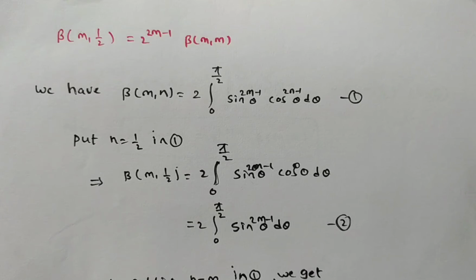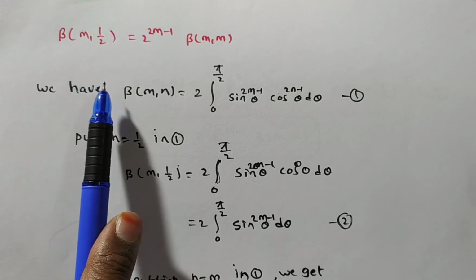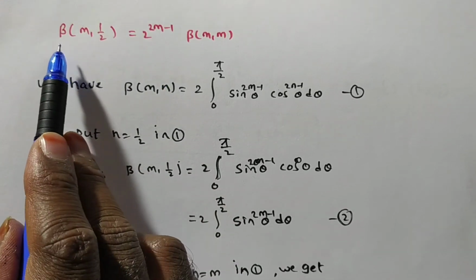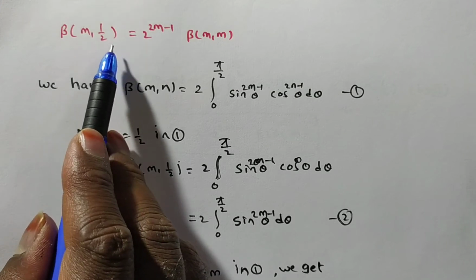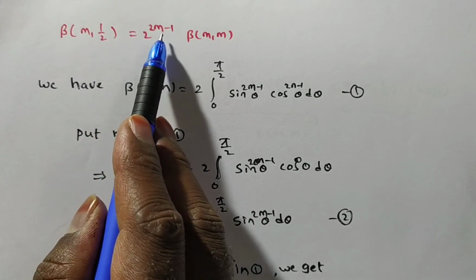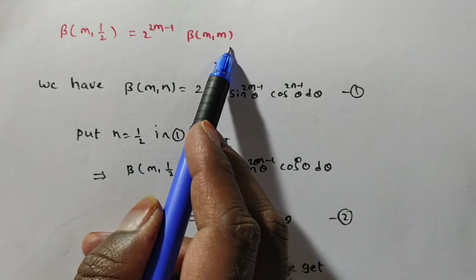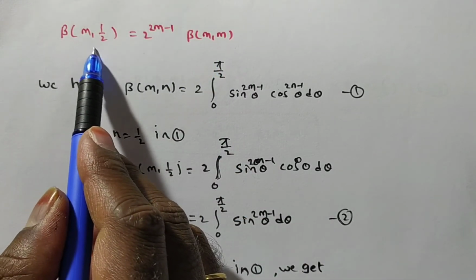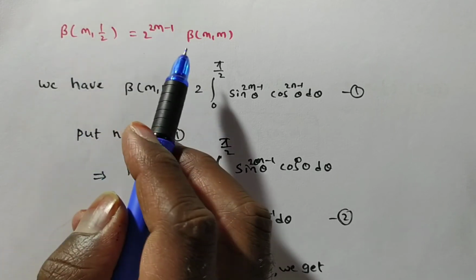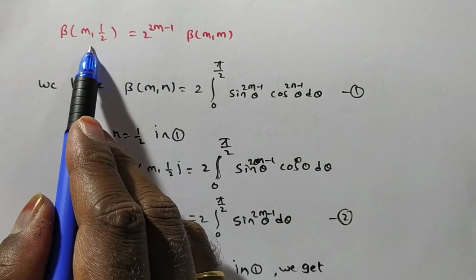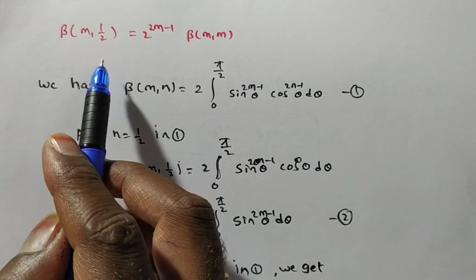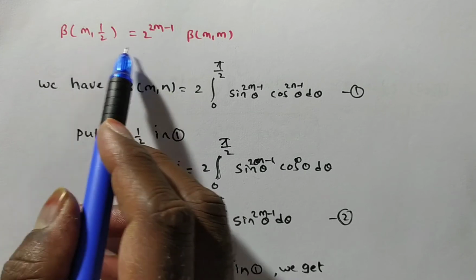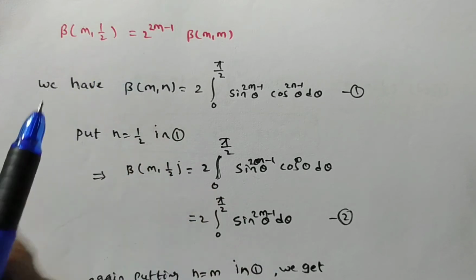Friends, in this video we are discussing the application of the beta function. Now we have to prove beta of m comma 1 by 2 is equal to 2 to the power of 2m minus 1 times beta of m comma m. To prove this, we have to find the LHS part as well as the RHS part. If the LHS gives some value, the RHS should also give the same value. Then we can say these two are equivalent.